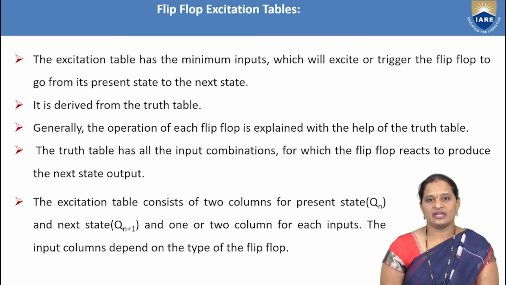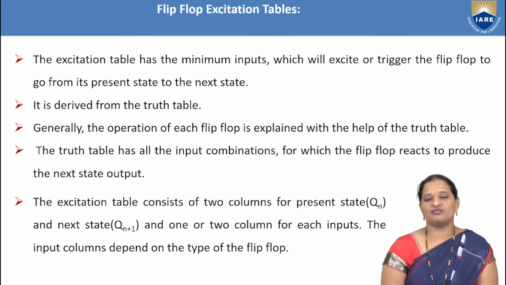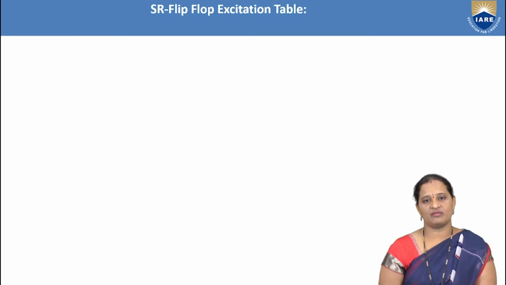In short, the truth table has the inputs and the present state, from which we can estimate the next state of the flip-flop. And in the excitation table, we have the present state and next state, and according to that, we identify the inputs, or excitation, that must be given to the flip-flop to get a transition from present state to the next state. So that is about truth table and excitation table. Now we'll derive the excitation tables of all the flip-flops one by one.